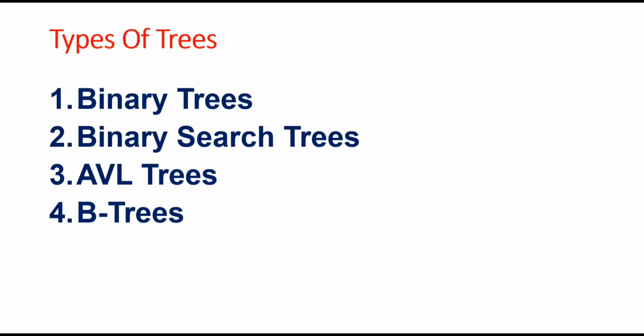Next, we move on to the question: what are the types of trees? There are mainly four types of trees. The first one is binary tree. The second one is binary search tree. The third one is AVL tree. The next one is B trees.